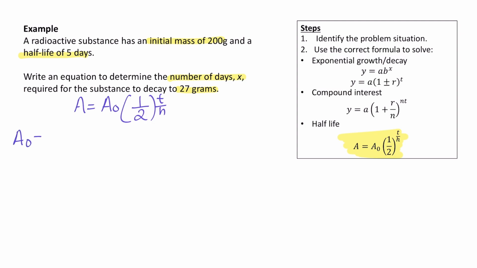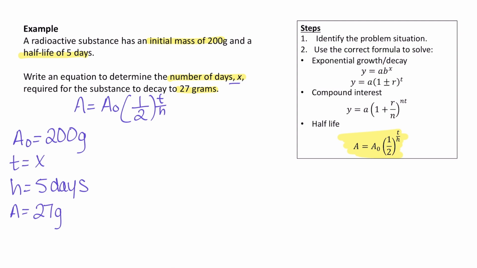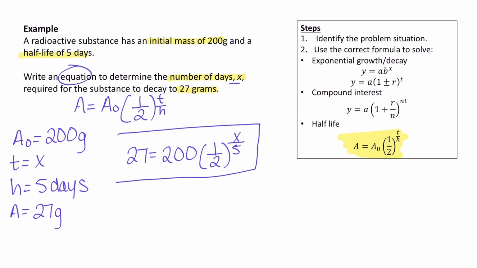So we have A naught, the initial mass of 200 grams. We have t, which is the amount of time, but that tells us it's x days. We have h, which is the half-life, so that's 5 days. And then we have the final amount of substance that's left, that's A, which is 27 grams. Okay, so if we plug into this equation, we have 27 equals 200 times 1/2 to the t, which is x, over h, which is 5. Okay, so once again, it just wants us to write the equation, so we're just going to leave our answer like that.